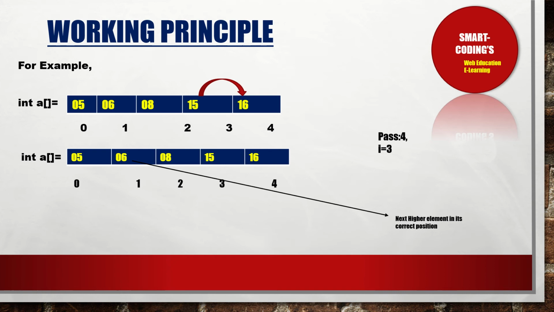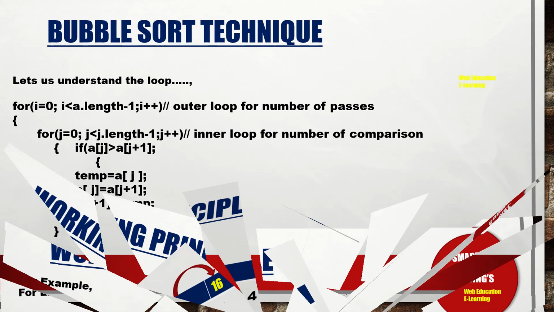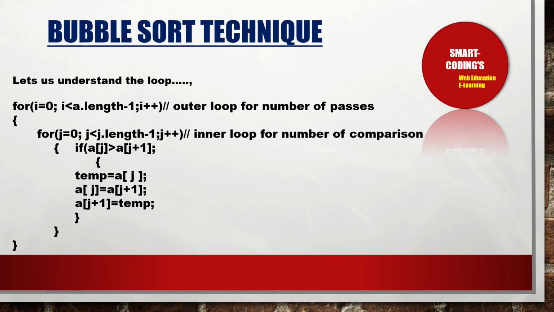2 adjacent elements are compared and checked, and if swapping is required, it is done, or else not. Now let's understand the loops. In the programming concept, we need to use 2 loops while writing the program of bubble sort. The first loop, we should be very clear in mind, is the outer loop for the number of passes. Total number of passes will be the length of the array minus 1. Suppose 5 elements are there, so the number of passes will be 5 minus 1, 4. That's why a.length minus 1. Nothing else is complex here.